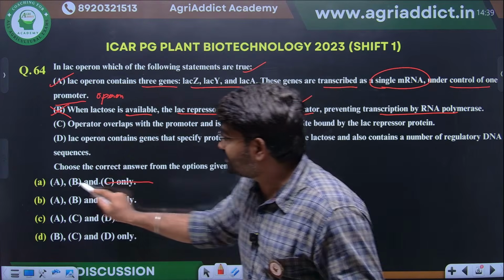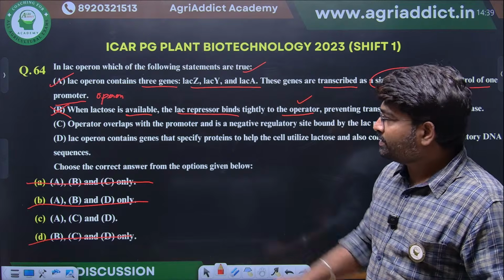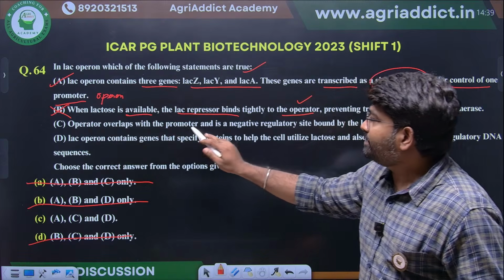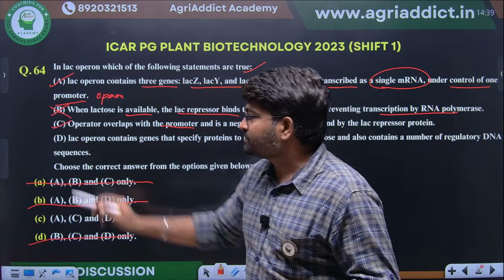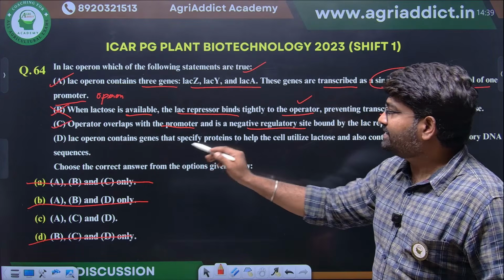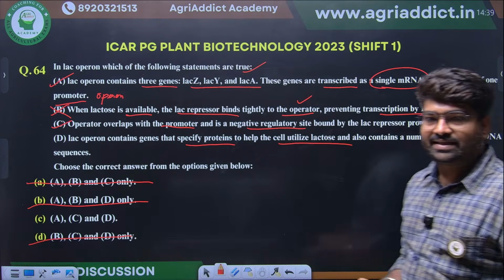So wherever B is coming, that is wrong. Okay, we can eliminate it here itself. Then C: operator overlaps with the promoter and it is a negative regulator site. This is correct. Yes. Next, lac operon contains the genes that specify proteins for the cell to utilize lactose.